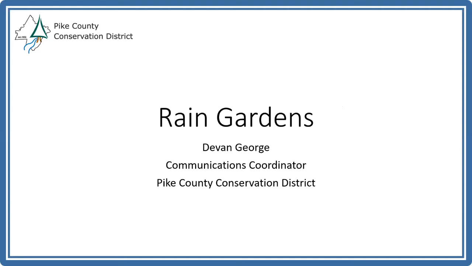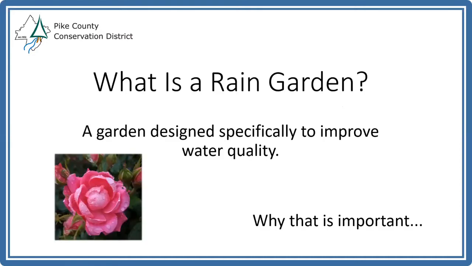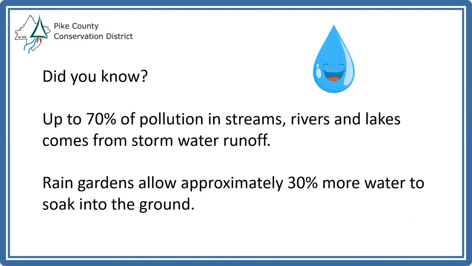So the next thing that we're going to talk about is rain gardens. Rain barrels and rain gardens, that's what we're talking about today. So what is a rain garden? It's a garden designed specifically to improve water quality, which is really important. Why is it important? 70% of pollution in streams, rivers, and lakes comes from stormwater runoff.